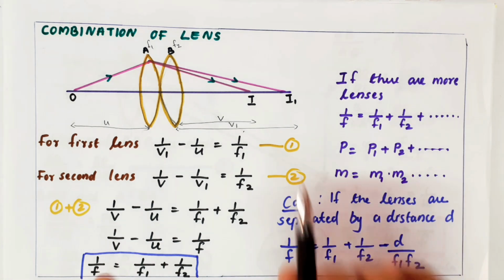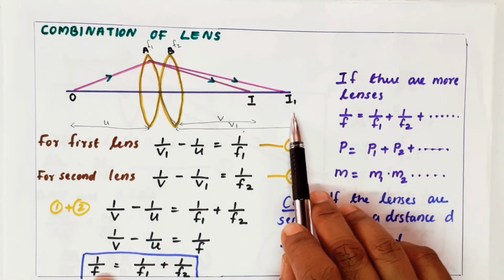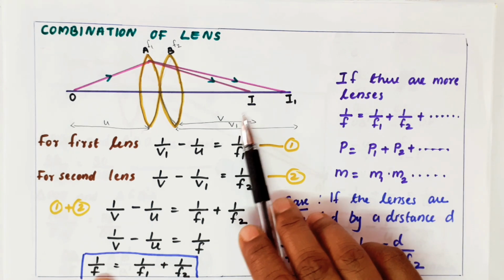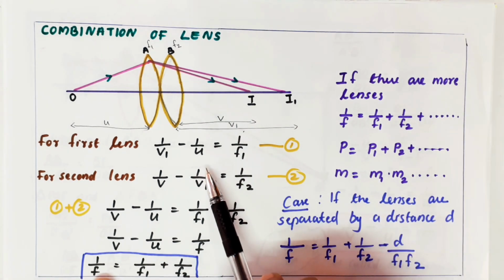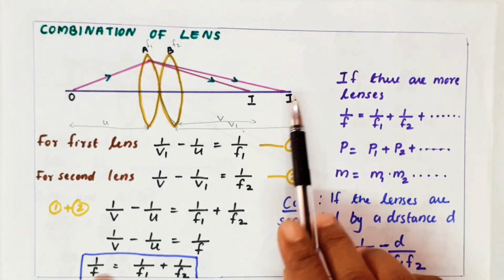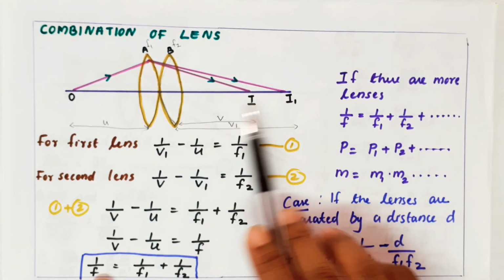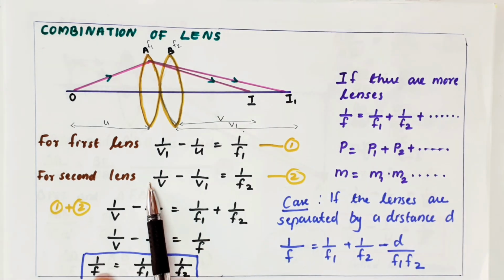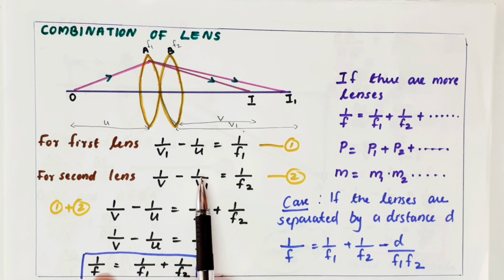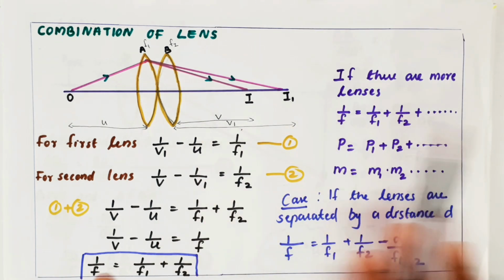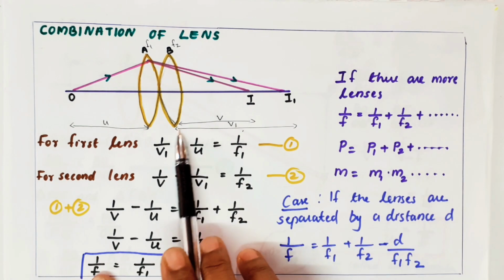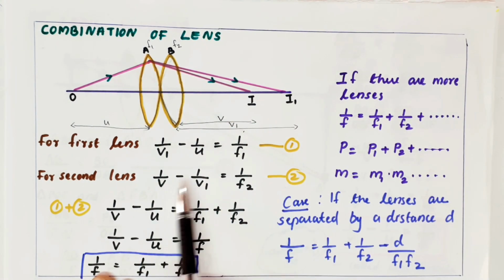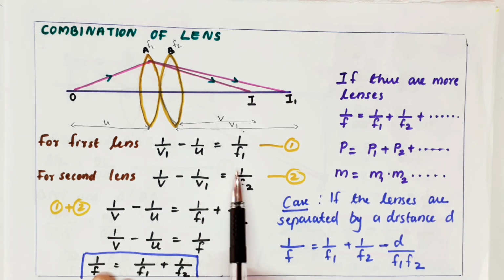Now, the first image acts as an object for the second lens, and we get the final image. So here, this is nothing but the object distance for the second lens. So you see 1 by v minus 1 by u. U is nothing but this distance. Which distance? The first image distance acts as the object distance for the second lens. So 1 by v minus 1 by v1 equals 1 by f2.